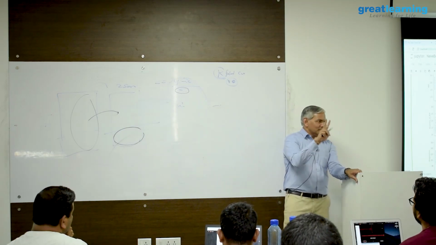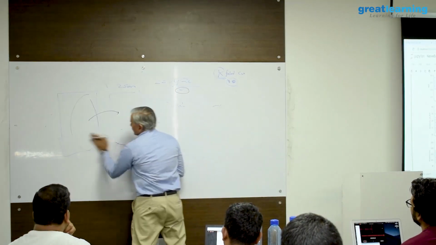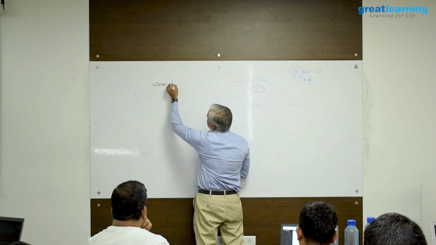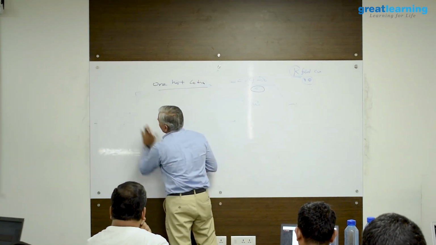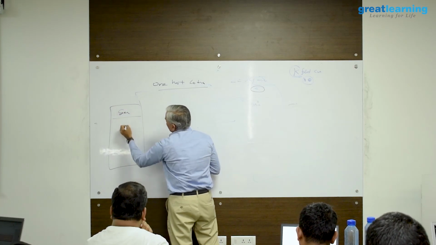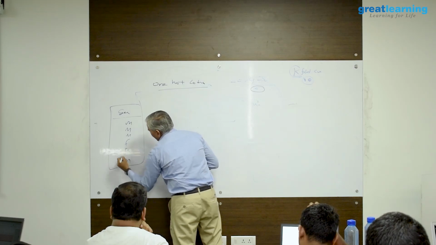The second thing I'll tell. The second problem statement is, we talked about one-hot coding, right? Look at this. You have in your data set a gender column which has male, male, male, females, females, males.